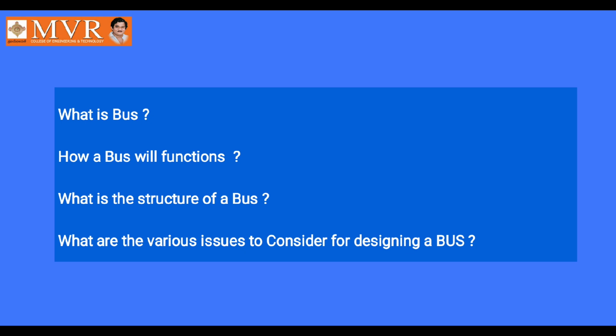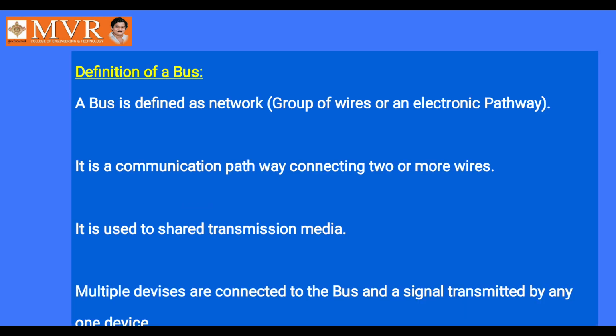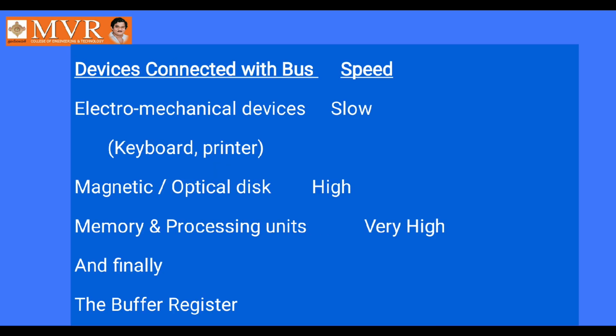Now, the bus definition, which we just discussed: a bus is defined as a network. It is a communication pathway connecting two or more devices, and it is used to share the transmission media. Multiple devices are connected to the bus, and a signal is transmitted by any one device.